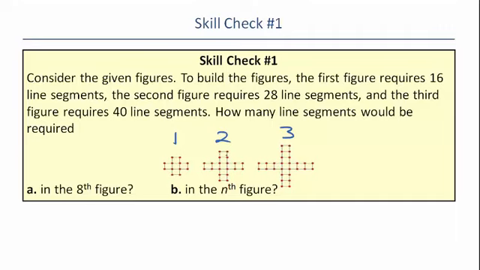So it's the number times 4 plus 1. The number times 4 plus 1. So if they want to know how many blocks are in the 8th figure, wouldn't that just be 8 times 4 plus 1, or 32 plus 1, or 33 blocks? And if they want to know the nth figure, well, that would be n times 4 plus 1, right?